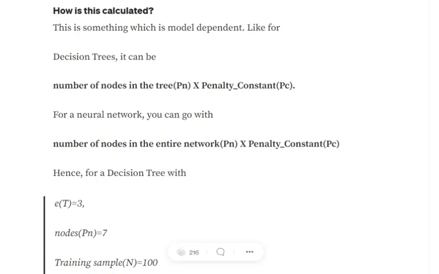Eventually, omega is a flexible term whose definition changes according to the model given. But as you can see, in the pessimistic error estimate we are taking the training error plus the model complexity in terms of omega divided by n.